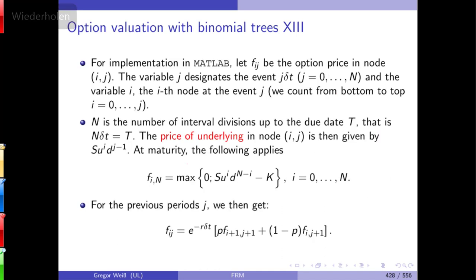Then, at maturity, again, we know what the option pays out. And for the periods before that, if we have the pseudo risk neutral probability, everything before that is simply the discounted expected value of future cash flows. So F(i+1, j+1) and F(i, j+1) multiplied by the probabilities P and 1 minus P, and then discounted with the exponential function.